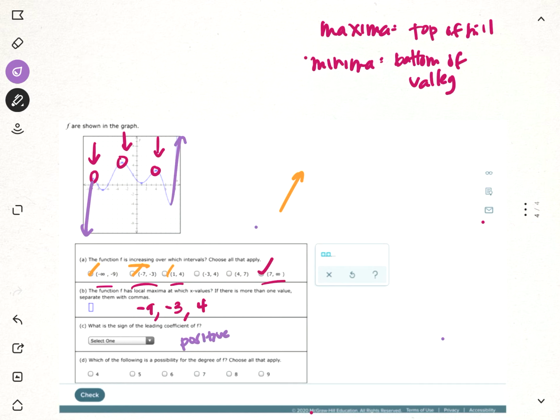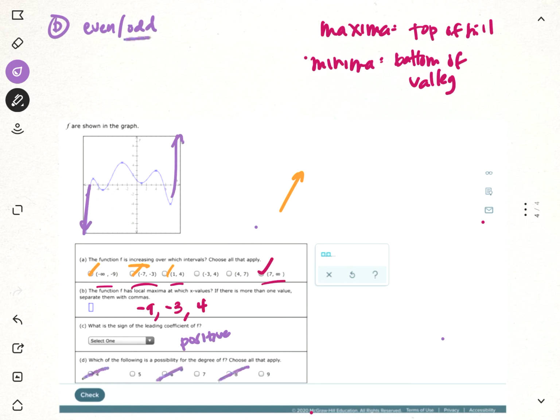Okay, and then the last one asks about the possibility of the degree for f. So this talks about our end behavior again, but more so, it talks about how many turns we have, which is a little bit advanced, but not too bad. So for part D, the first thing we have to do is look at even or odd. This one is going to be odd because it's falling left, rising right, it's opposite. So we know it's definitely odd, and all these even ones are out.